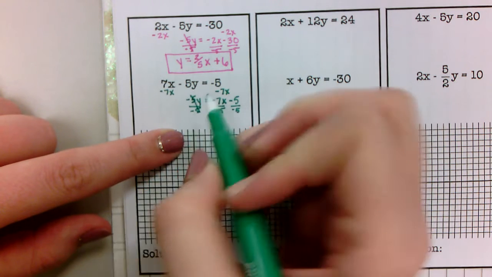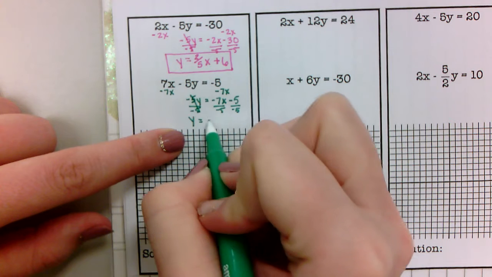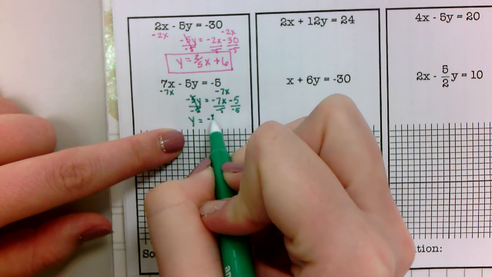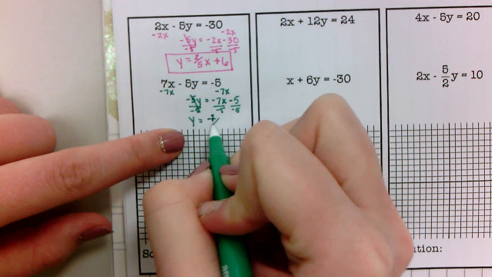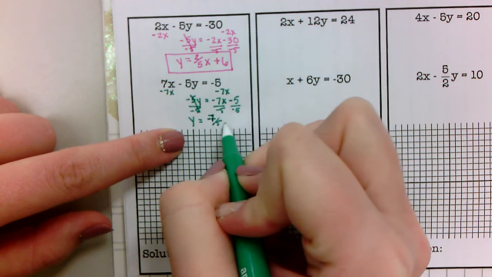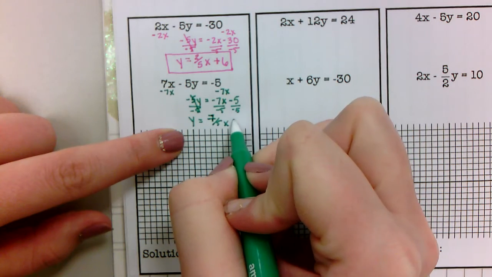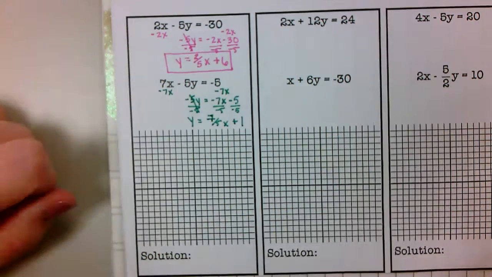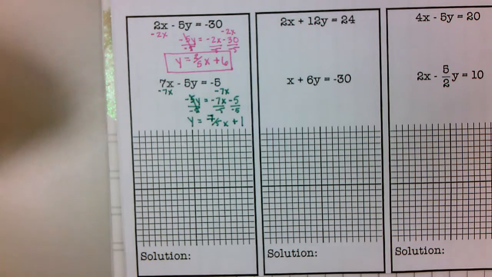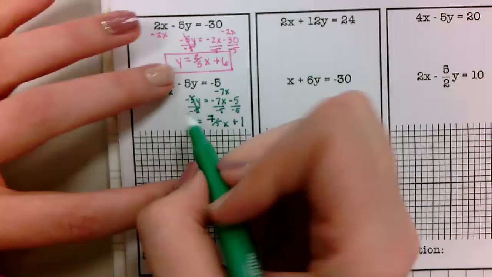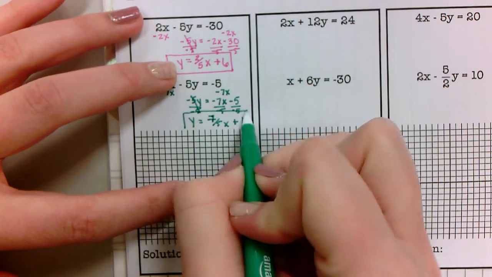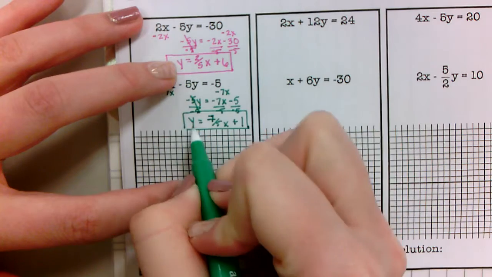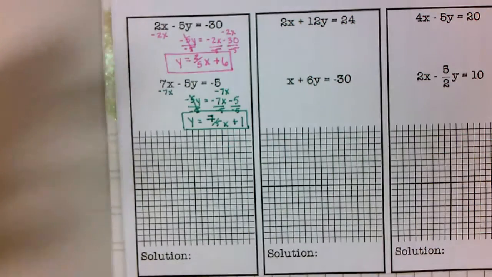And it cancels there, leaving me with y equals positive 7 over 5x plus 1. Right? Because a negative 5 divided by negative 5 gives me a positive number, and it's just 1. So now that I know both of these, I can graph them.